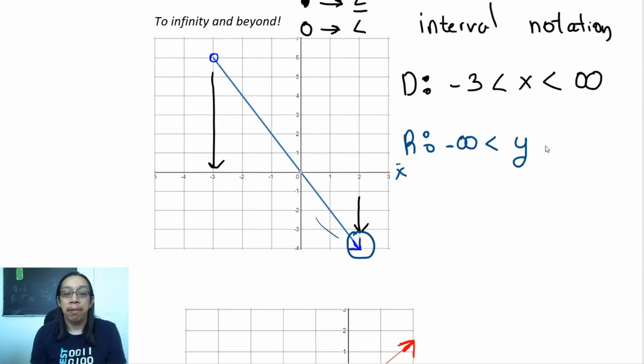Y goes in the middle, and then we look for the highest point, which is up here. My y value up there is positive 6, so that means this is going to be positive 6. And again, I don't put the line because that's an empty circle.